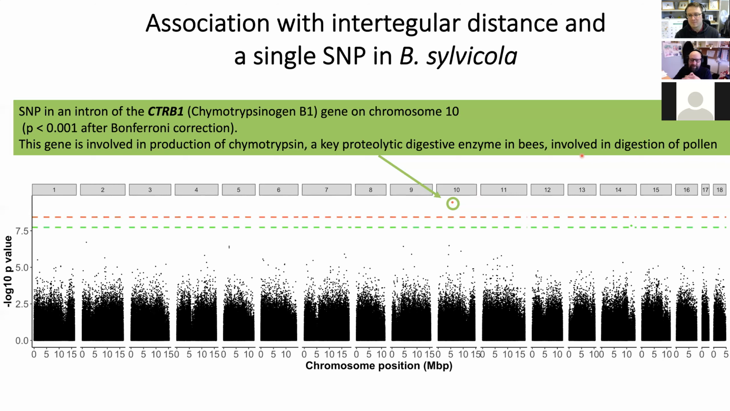But in contrast to the results that we've seen from, for example, the Darwin's finches, where there was a very strong effect from a single gene, it doesn't seem to be the case in this bumblebee system.